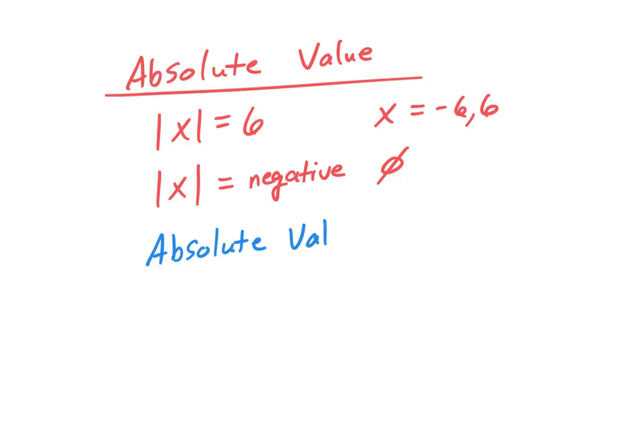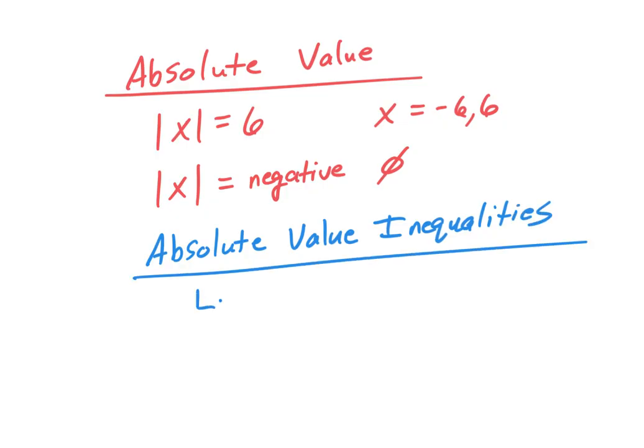With absolute value inequalities, the two tricks that we talked about are less than and greater than. If it's a less than symbol, we're going to put an "and" in between. If there's a greater than symbol to start with, then we put an "or" in between.